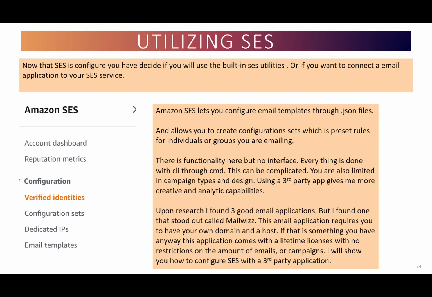Amazon SES lets you configure email templates through JSON files and allows you to create configuration sets, which are preset rules for individuals or groups you are emailing. Also, there is functionality here, but no interface. Everything is done with CLI through CMD. This can be complicated for sure. You are also limited in the campaign types and design.